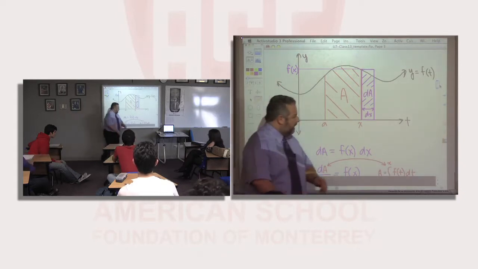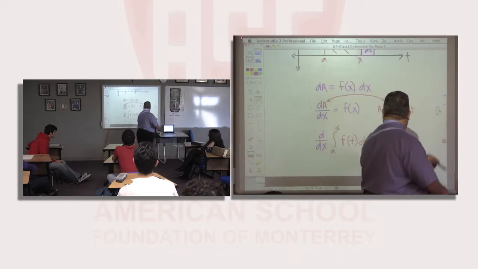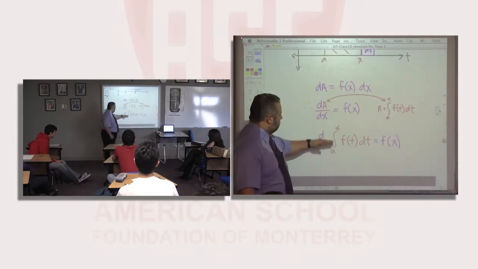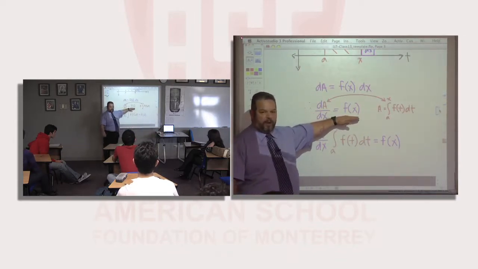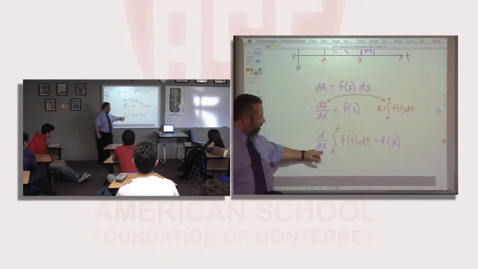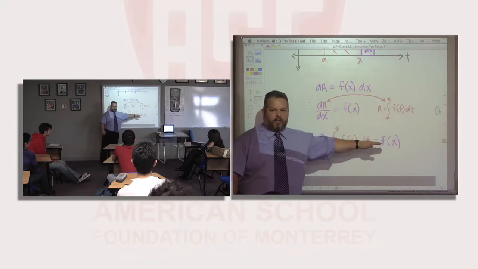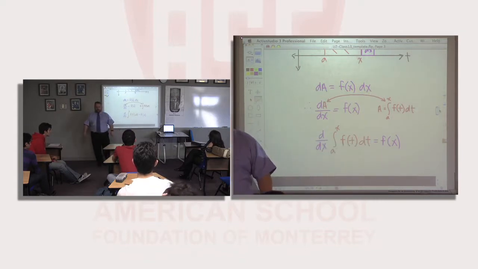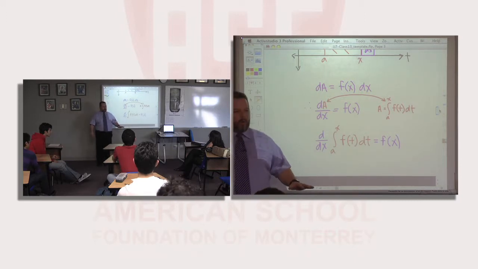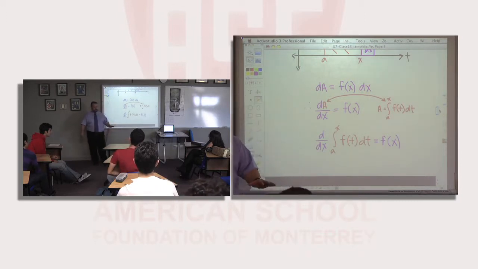dA/dx equals f at x. In other words, the rate at which this area is changing is equal to the height of the function. Make sense? That's what the fundamental theorem part 1 tells us. That's what it means. Okay?